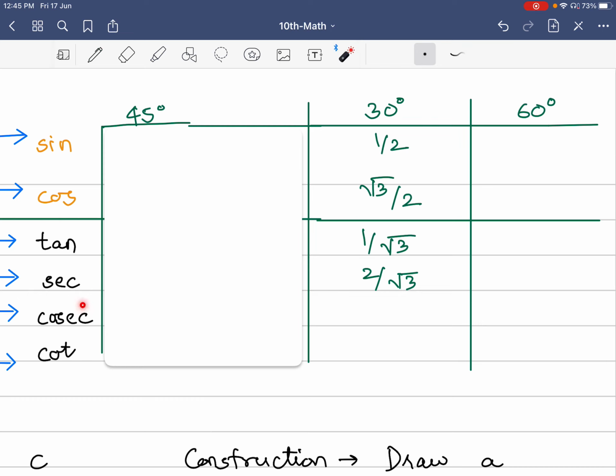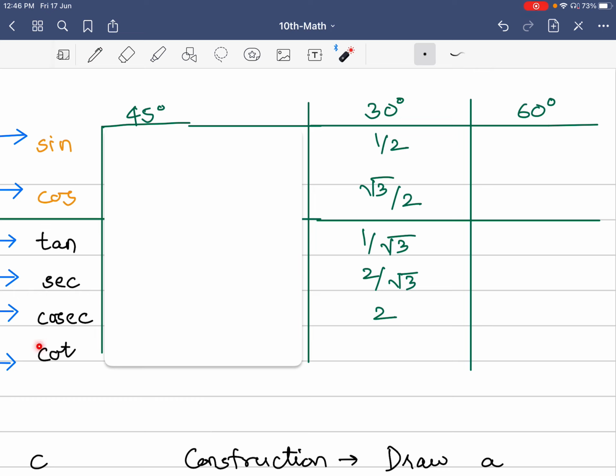Then we have cosec. Cosec is the reciprocal of sine. I always get confused about which is the reciprocal of which. So the easy way to remember is: cosec and cos don't go with each other because they have the same initials. So they do not go with each other. So for cosec it's sine and for sec it's cos. That's how I remember it. So cosec 30 is nothing but 1 upon sine 30, which is the reciprocal of half. So that's going to be 2.